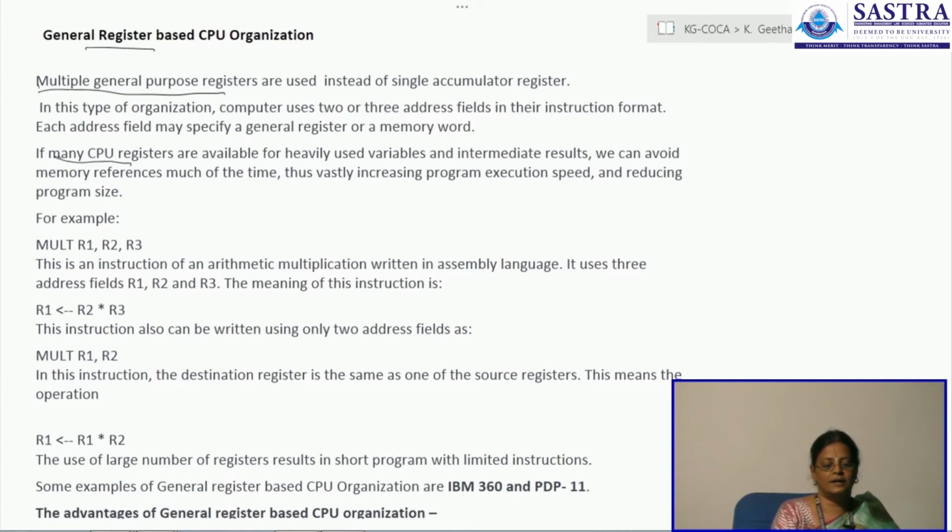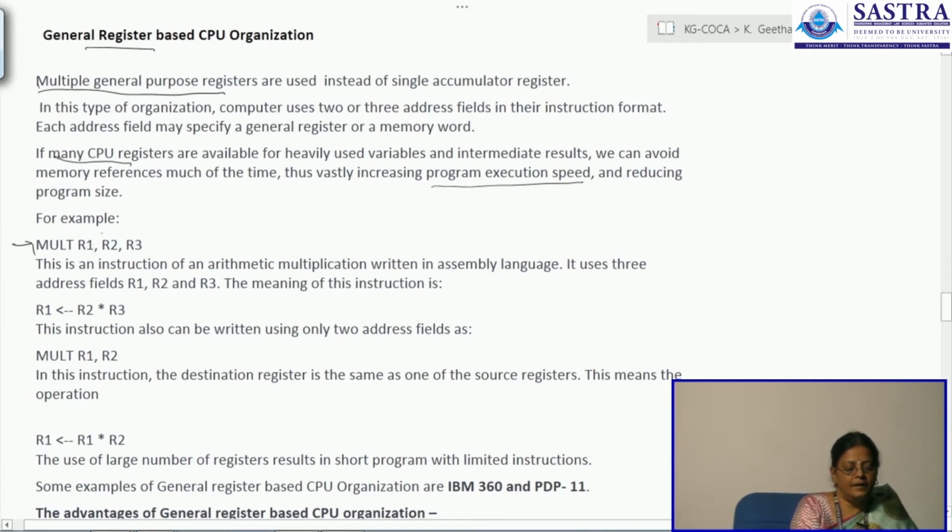Okay, so the program execution speed is always dependent on the number of registers available. If more registers are available, I can store all the results in the registers itself. So I can avoid memory reference. Whenever I am able to avoid memory reference, execution time can be minimized. So we will just take one example here, multiply R1, R2, R3. So we are going to refer to 3 registers.